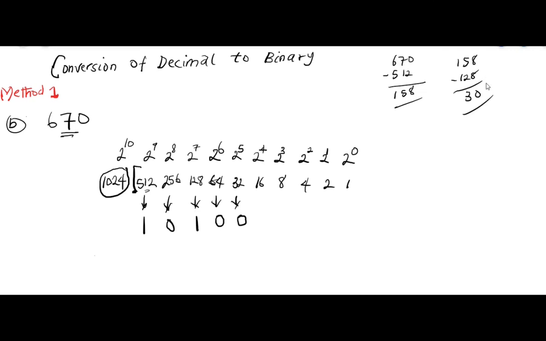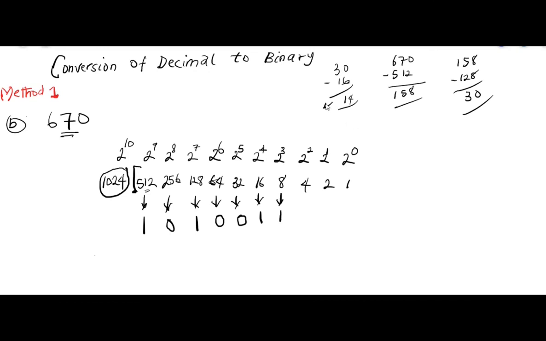16 is smaller than 30, right? So we can use that. We have 30 minus 16, so we have 14 left. All right, so we are using 16. We turn it on, so we have 14 left. If we subtract 8 from 14, we are going to have 6 left, so we are using 8. So we are going to turn it on.